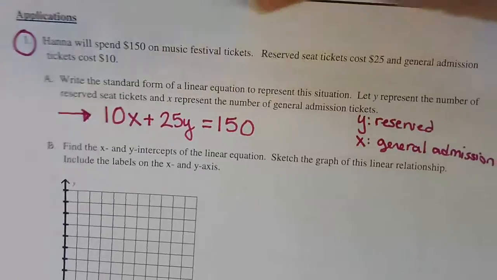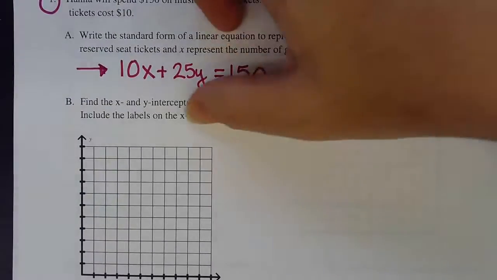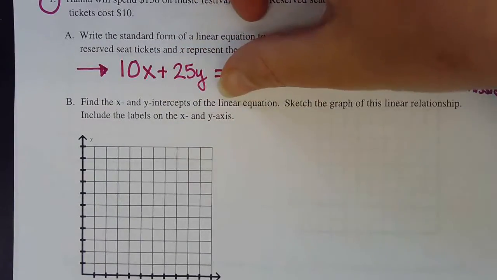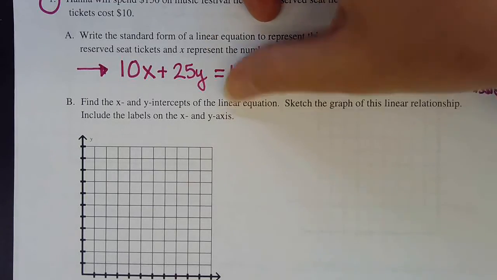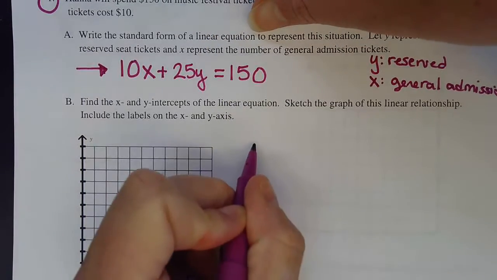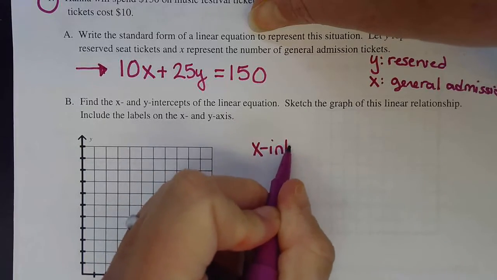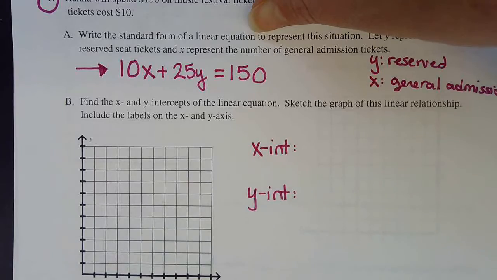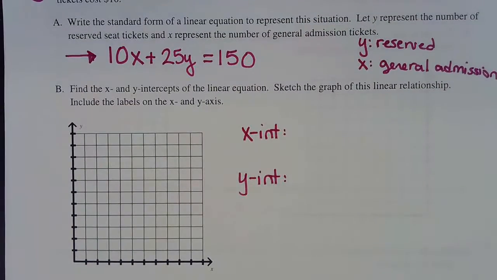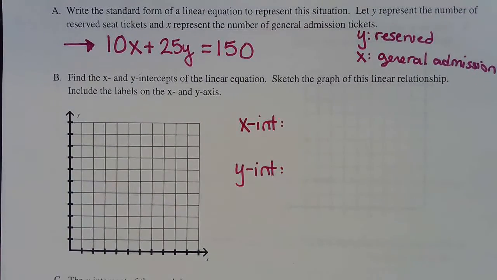For B, it says find the x and y intercepts of the equation and then sketch it. We're not going to include labels, we're just going to sketch it. So we need to find the x-intercept and we need to find the y-intercept. And on Friday, we went over how to find the x-intercept and y-intercept of these equations. Well, you did it Thursday as well, but Friday I showed you the shortcut. But you guys sounded like on Thursday you'd figured it out anyway.